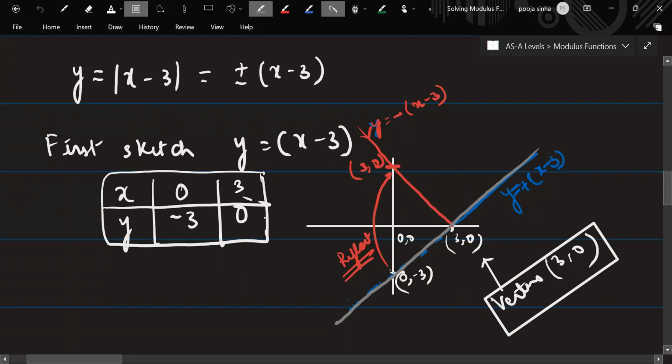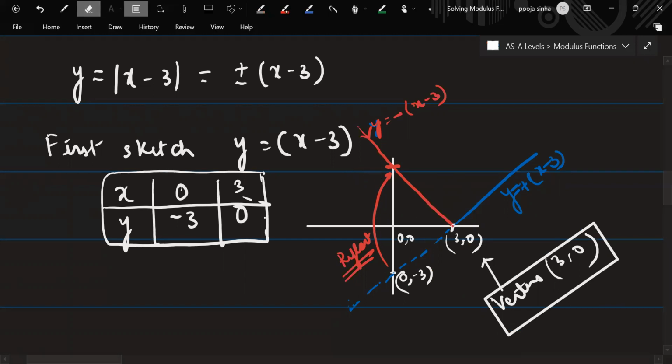Okay. Now I have to reflect it. So x remains as it is. So x remains 0, but minus 3 became a plus 3. So it should become 0, 3, right? Okay, now this much is done. Then you got it? This much?